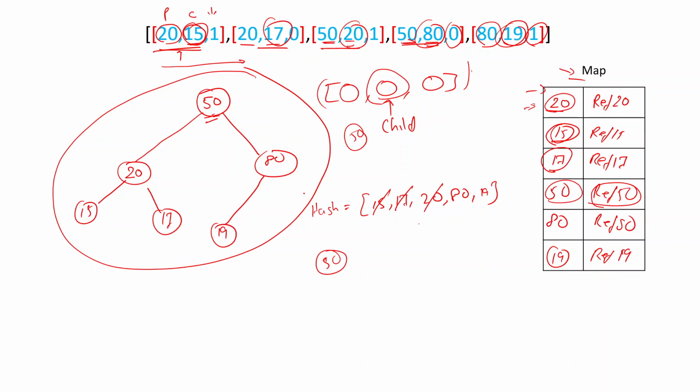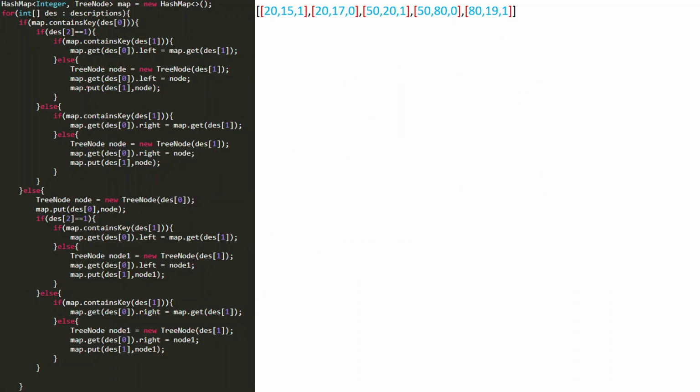There's nothing much about the code. It definitely looks big, but the thing is, I'll explain the first part only, and the second part is the same. So the first part, if you see, we are checking whether the parent is there or not. For each description we are checking whether the parent is present. If it is present, then we check whether it is left or right. So we have an if statement which checks whether it is left or not.